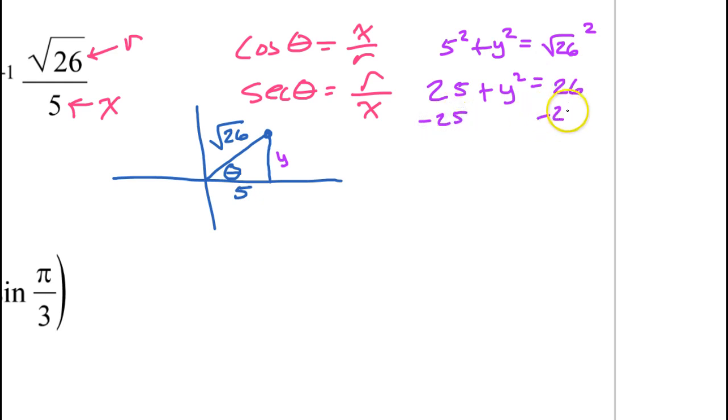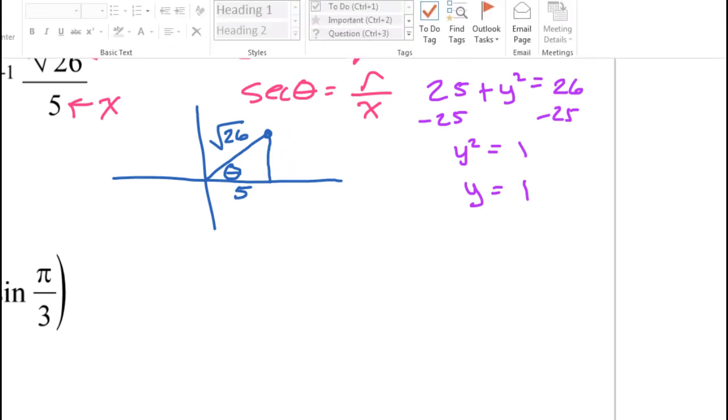Subtract 25 from both sides and I've got y squared is equal to 1. Take the square root of both sides and I've got y is equal to 1. Okay, so y is equal to 1. So I'm going to go ahead and put a 1 right here.